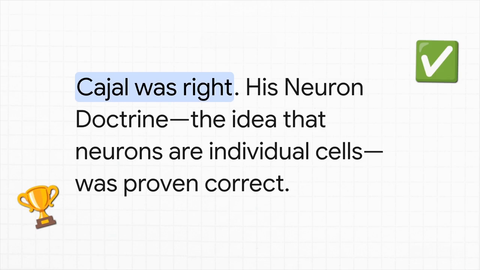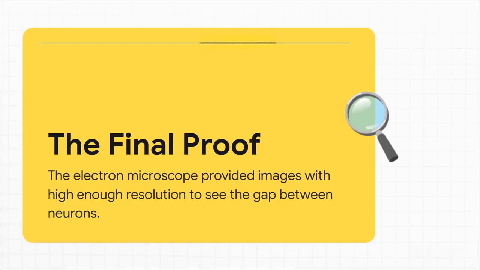His Neuron Doctrine, the idea that neurons are individual cells, was proven correct. So how did we finally prove it? With a new, way more powerful tool, the electron microscope. It could magnify images to a level that was just unimaginable before. And with that power, scientists could finally see the tiny microscopic gap between two neurons, proving they communicated by contact, just like Cajal had insisted all along.